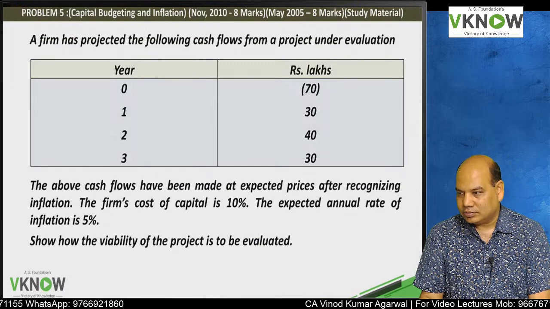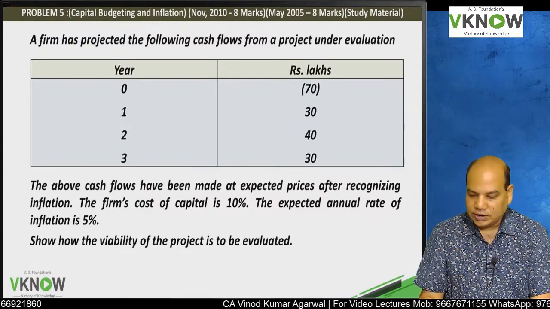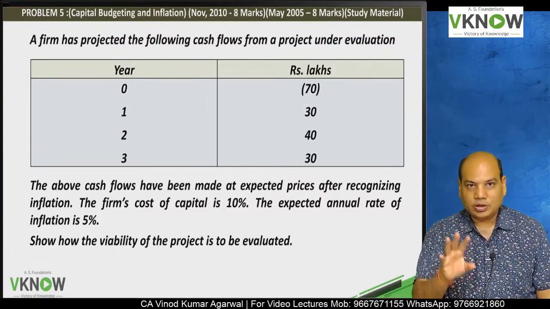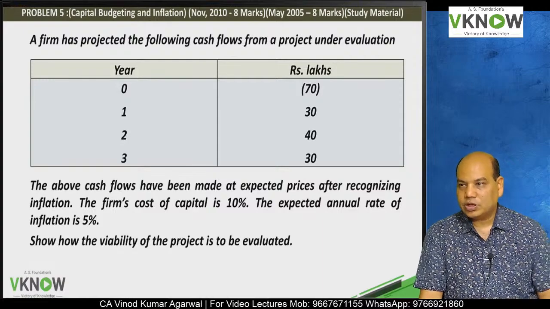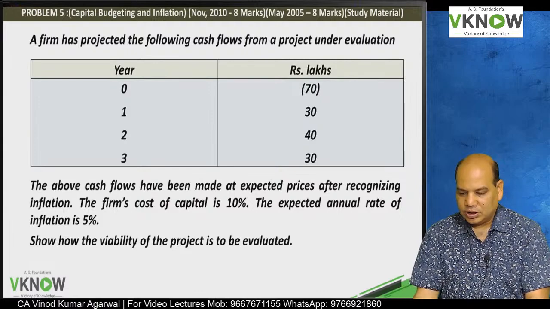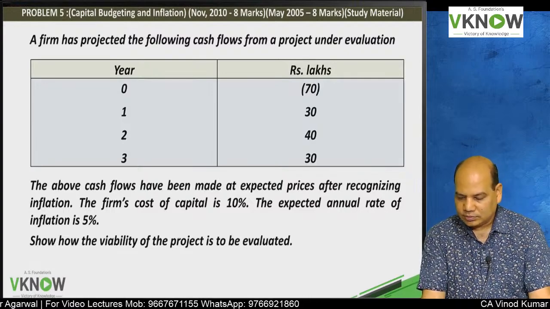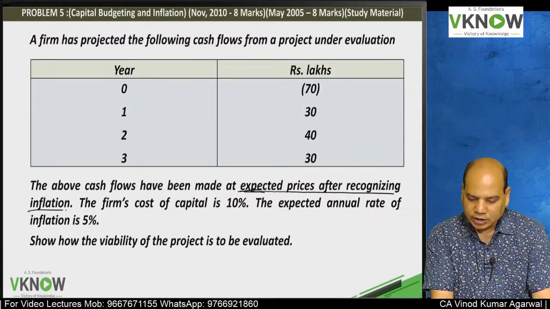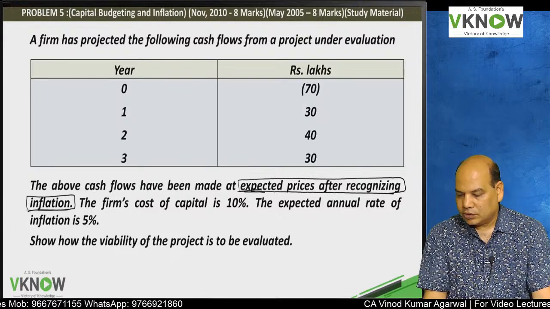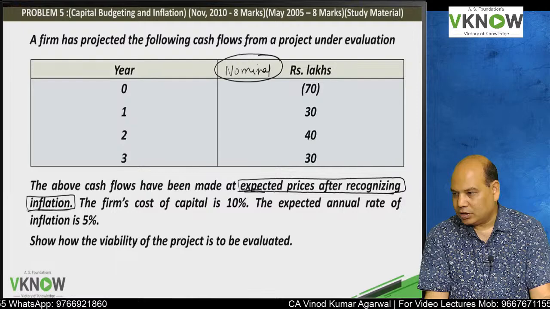Next question is from study material, also asked in November 2010 exam for 8 marks, May 2005 exam also 8 marks, and our study material question is very easy. Okay, don't depend on this. Question number 5. A firm has projected the following cash flow from a project under evaluation. Year, rupees in lakhs, 0, 1, 2, 3. The above cash flows have been made at expected prices after recognizing inflation. What does that mean? This is nominal cash flow.